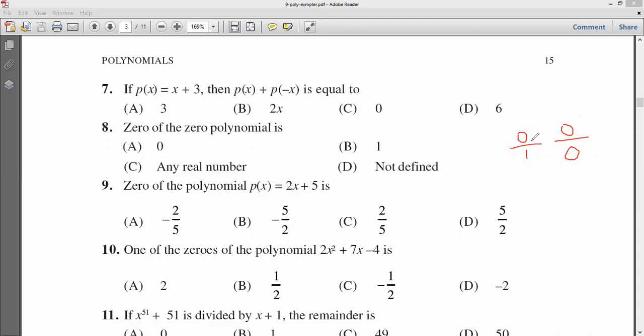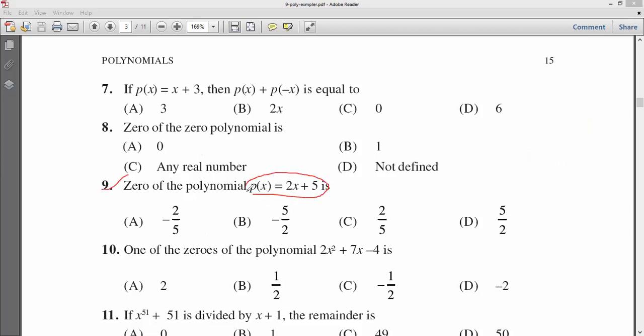0 upon any number is defined, but 0 upon 0 is not defined. So don't say that the 0s cancel and you'll get 1. No. And don't say that you are dividing any number by 0, so you are getting 0. No, it's not 0. This is actually not a defined value. Coming to the next one, the 0 of the polynomial is dash.